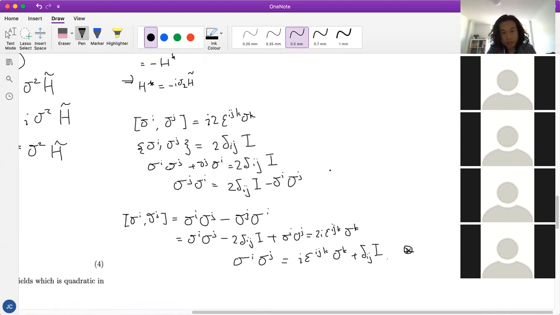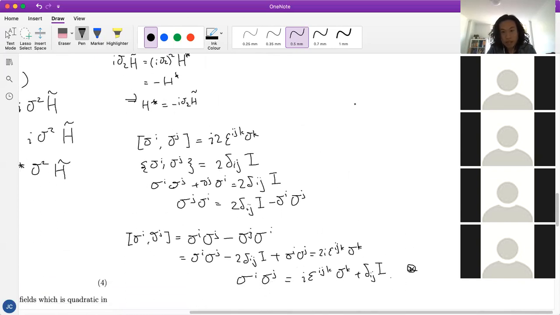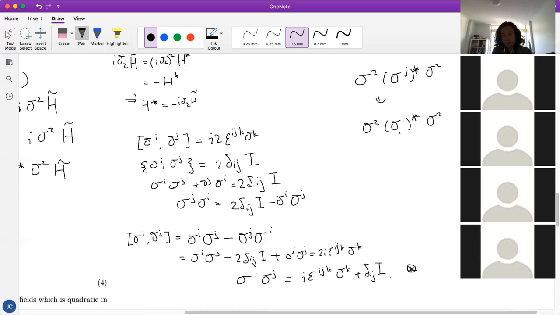And the way to do it is to look at, so we have sigma 2, sigma j star, sigma 2. So let's look at each one of them individually. So sigma 2, sigma 1 star, sigma 2. Sigma 1 is a purely real matrix, so starring it doesn't do anything. So it's just equal to sigma 2, sigma 1, sigma 2. So first, let's look at the second one, so sigma 1, sigma 2.